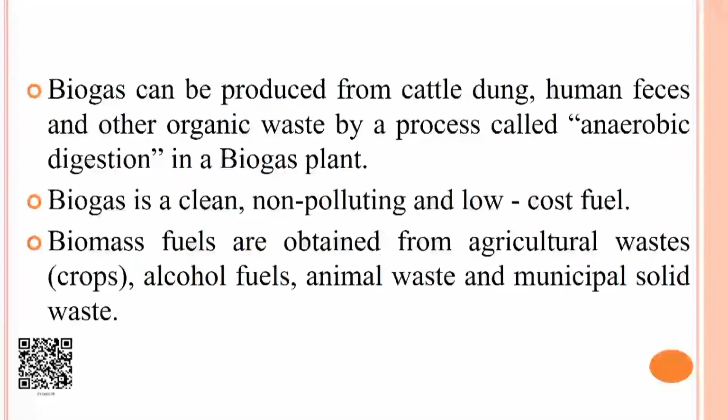So, biogas can be produced from cattle dung, human feces and other organic waste by the process called anaerobic digestion in a biogas plant, and this gas is a clean, non-polluting and low cost fuel. Biomass fuels are obtained from agriculture waste, alcohol fuels, animal waste and municipal solid waste.